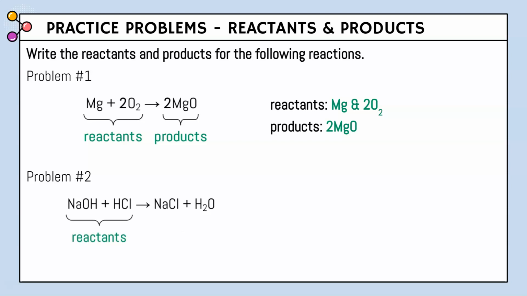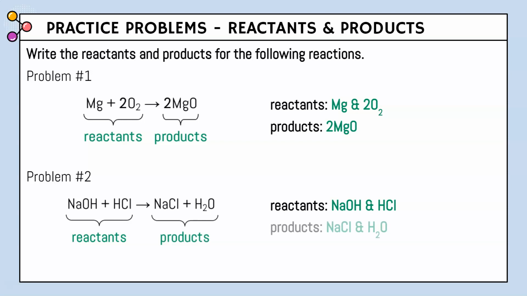Again, anything to the left is our reactants. So we have NaOH and HCl as our reactants. And anything to the right is going to be our products. So we have NaCl and H2O.